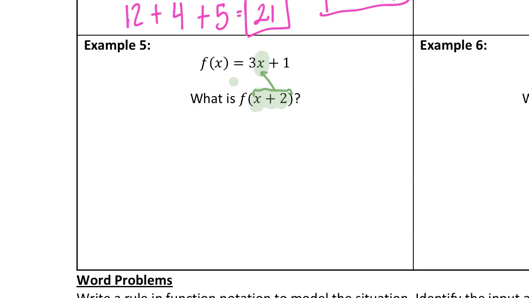Please make sure that you put parentheses when you have an expression that you're plugging in, because there's going to be distribution that has to be done. So we have 3 times the quantity of all of x plus 2 plus 1. Go ahead and distribute that 3.